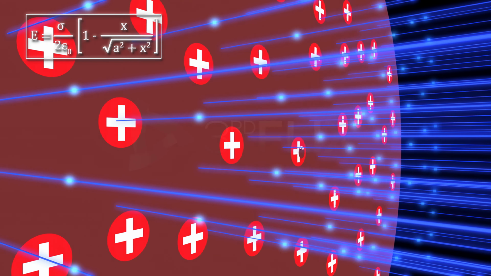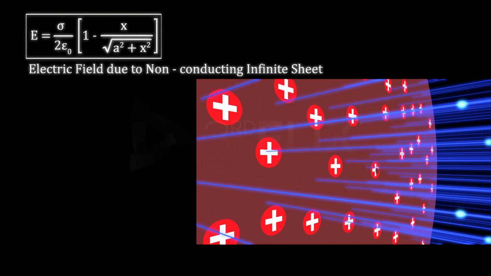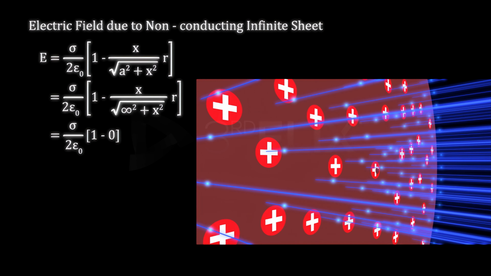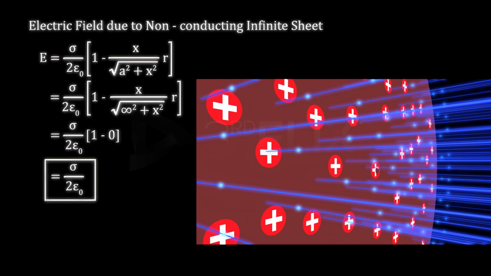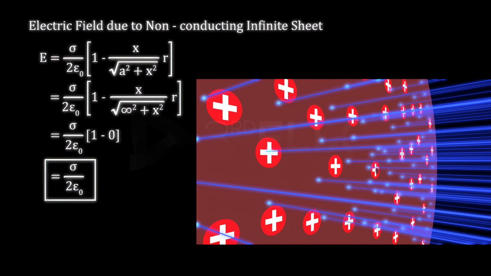This result can be used to determine the electric field produced by a non-conducting infinite sheet of uniform charge distribution on one of its sides. In this case, radius of the disk tends to infinity. The second term in the bracket tends to 0, thus electric field near the non-conducting infinite sheet is equal to sigma by 2 epsilon naught. For a point very close to a finitely charged disk, x tends to 0, giving us the same result, sigma by 2 epsilon naught.